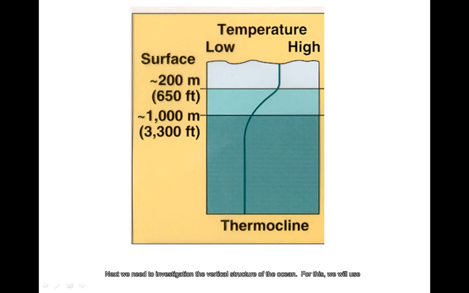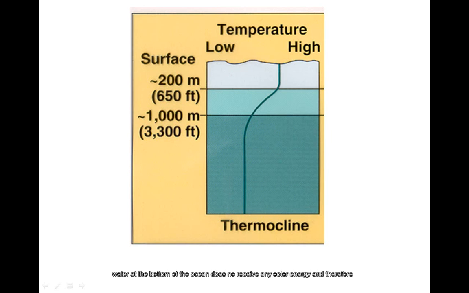Next, we need to investigate the vertical structure of the ocean. For this, we will use vertical profiles, such as the one shown here. This graph shows how the temperature of the ocean changes as you go from the surface down to the bottom of the ocean. The water at the surface is warmest because it is absorbing sunlight.